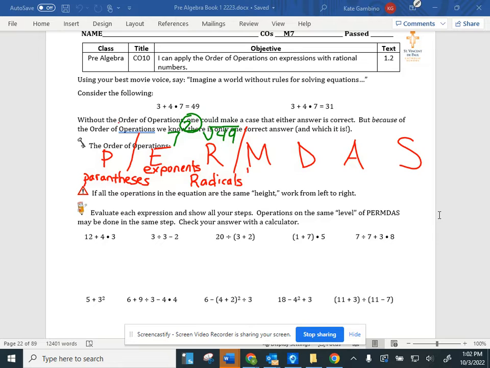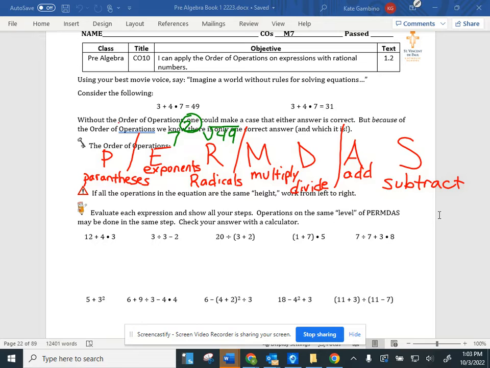Then we have multiply, divide. That is a level. When we are reading our level, it doesn't matter which one we come to first. This is important. I always read from left to right. It doesn't matter if I hit dividing or multiplying first. They're on the same level. Same thing with adding and subtracting. Doesn't matter which one I hit first. I read from left to right.